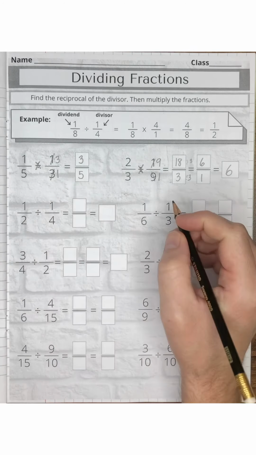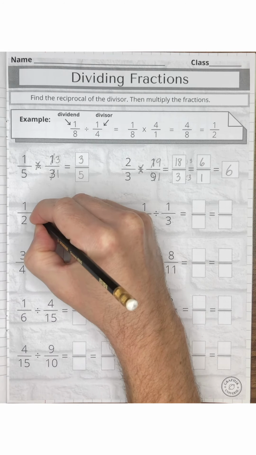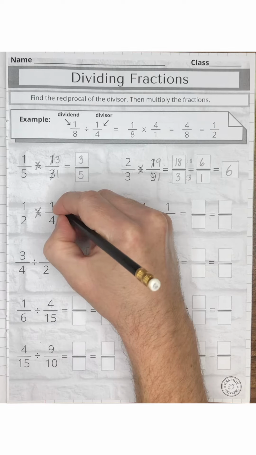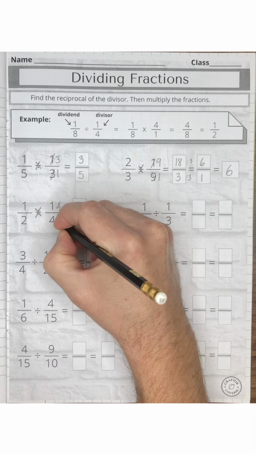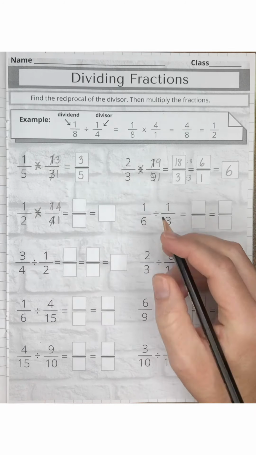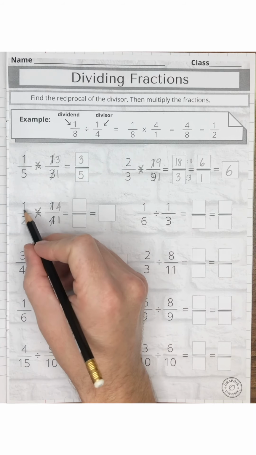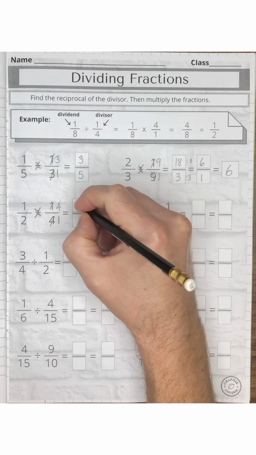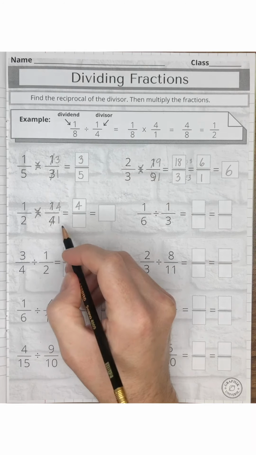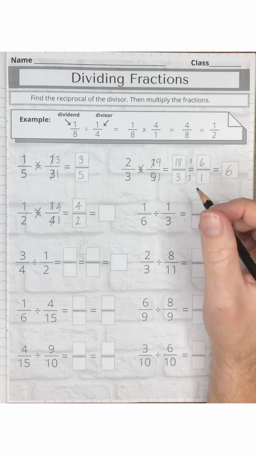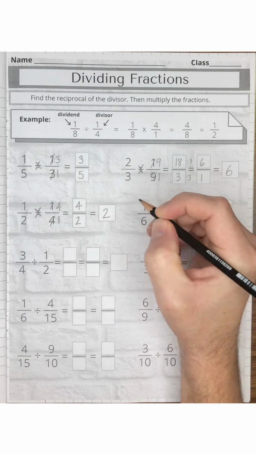One-half divided by 1/4. Step 1, change the symbol to multiplication. Step 2, flip the divisor or the inverse. Step 3, solve, multiply. 1 times 4 is 4. 2 times 1 is 2. When we reduce, we get 2/1, which is 2.